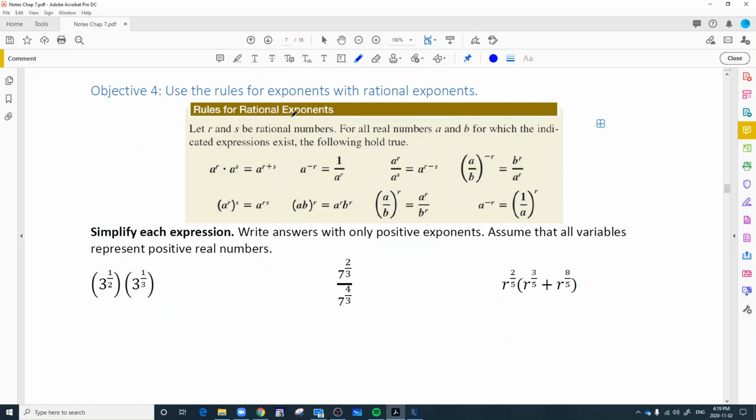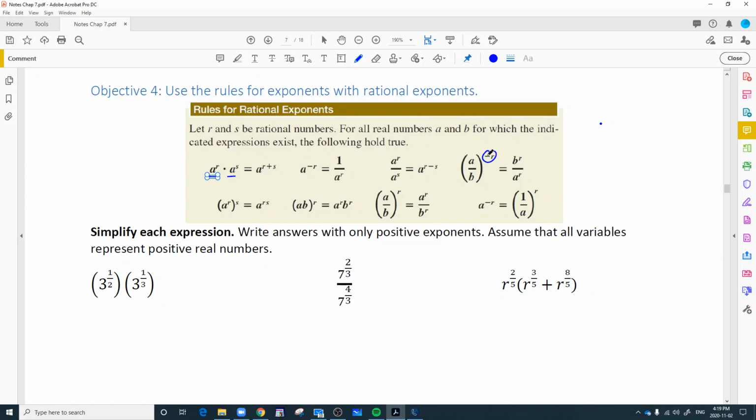The last objective that we're going to cover in section 7.2 is now using the exponent rules with rational exponents, and they're all the same. When multiplying powers of the same base, you add the exponents. When you have a negative exponent, it goes on the bottom. If you are dividing powers of the same base, you subtract the exponents.